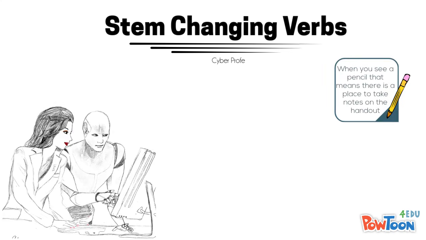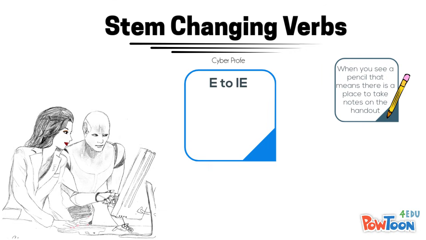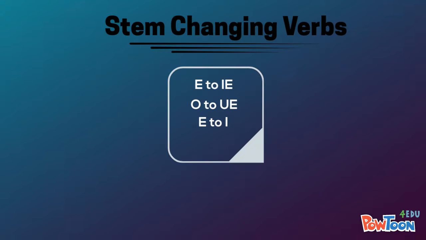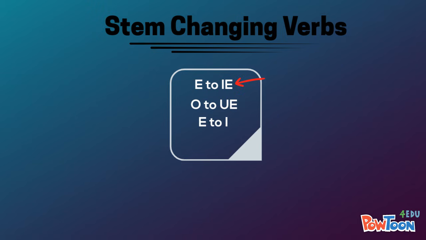Hola. In Spanish, there are 3 types of stem-changing verbs: E to IE, O to UE, and E to I. Well, there is a U to UE, but there's only one, and that's jugar. In this video, we're going to focus on E to IE stem changers in the present tense, but the steps would be the same for the other types as well.